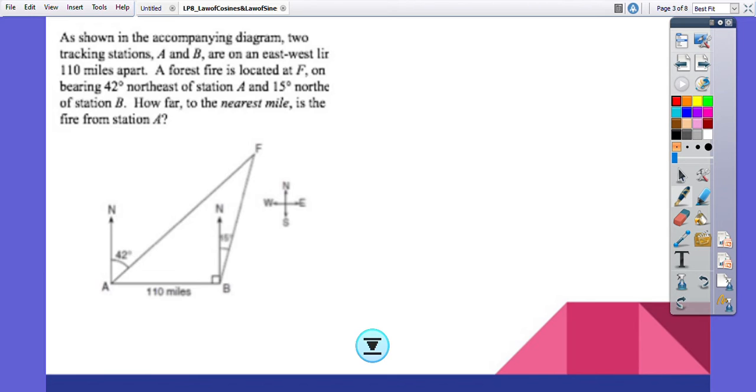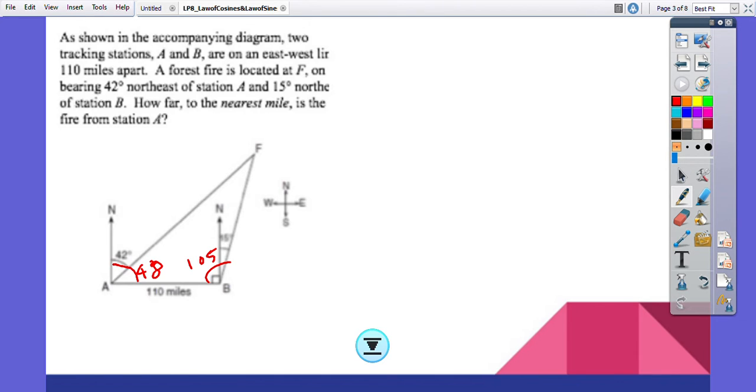So the first thing I want to do is make sure that I have all my angles in this diagram. For example, I know that these two angles are complementary. That means they equal 90 degrees. Therefore, the angle inside is going to be 48. So this angle right here, and forgive me, I am using my finger to write the numbers. So that's a 48. And this one right here is going to be 90 plus 15. Angle B is going to be 105.